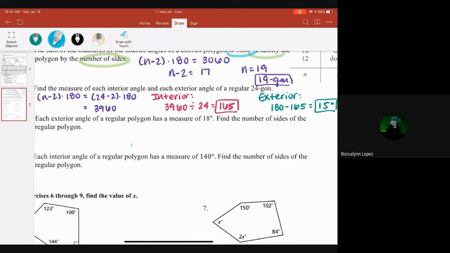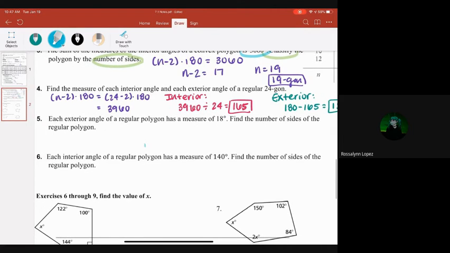Look for your keywords. You're given an exterior angle of 18, right? So think, oh, I'm given an exterior angle. I'm probably going to have to do something with 360. So you have 360 degrees in total. If each one's 18, you can just do 360 by 18, because each little piece is 18. This is just going to show you how many pieces there are.